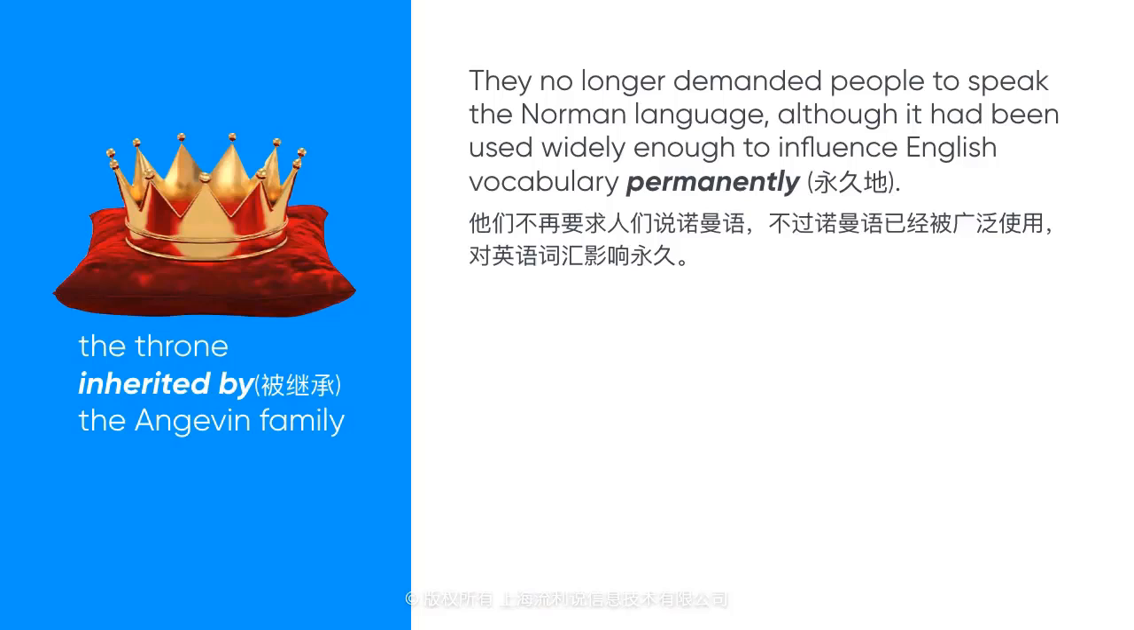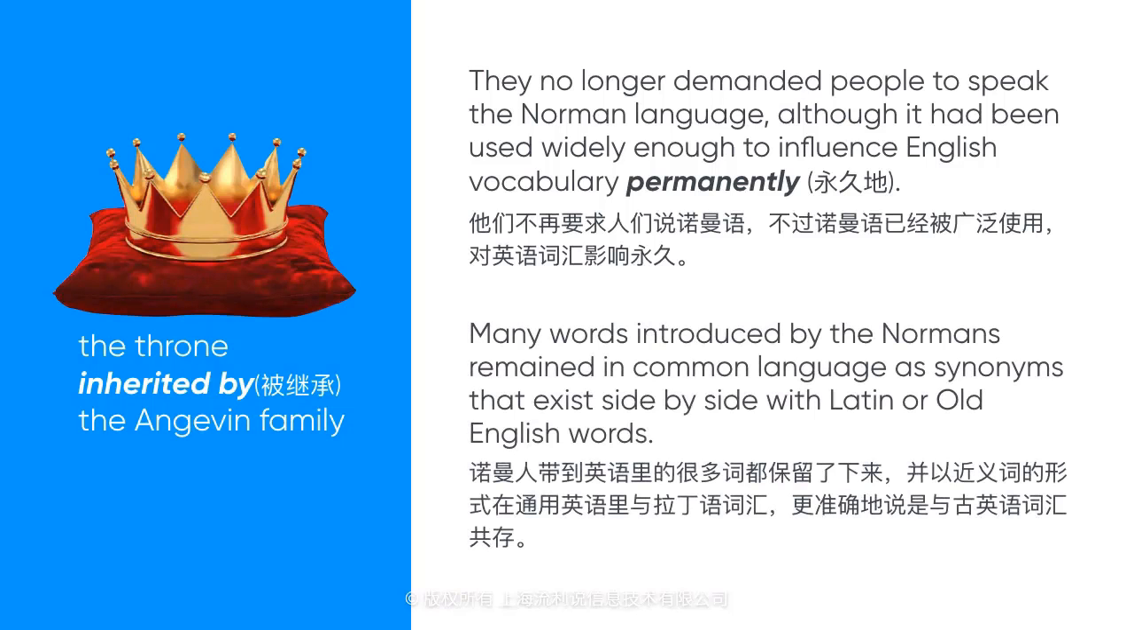After being ruled by 3 Norman kings, the throne was inherited by the Angevin family. They no longer demanded people to speak the Norman language, although it had been used widely enough to influence English vocabulary permanently. Many words introduced by the Normans remained in common language as synonyms that exist side by side with Latin or Old English words. The resulting blend of language is now known as Middle English.